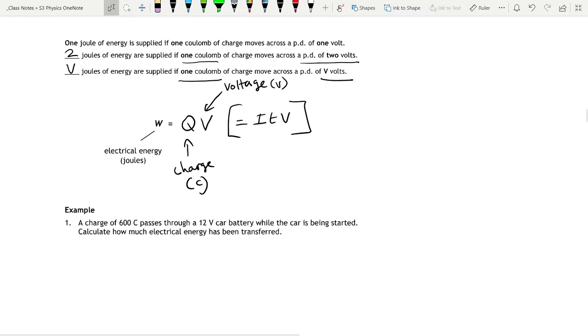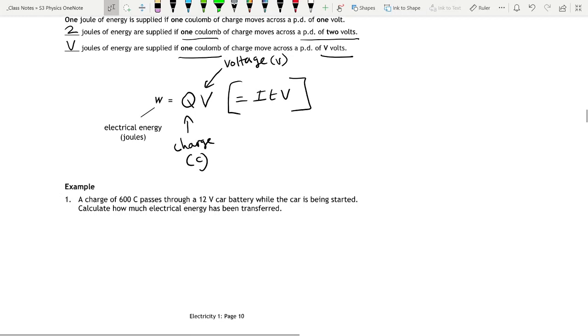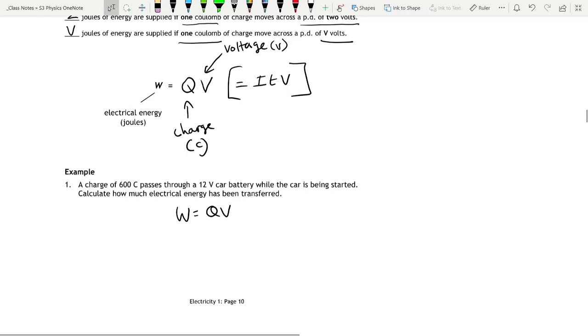So one example here: a charge of 600 coulombs passes through a 12-volt car battery whilst the car is being started. Calculate how much electrical energy has been transferred. Unfortunately, I forgot to say W stands for electrical energy. I think it's because it's connected to work done. It's not particularly great, but E stands for something else, so we have to say that W equals QV. The electrical energy is the charge, which is 600, in coulombs, don't need to change it, times 12, which is in volts, don't need to change that. And that comes to 7,200 joules.